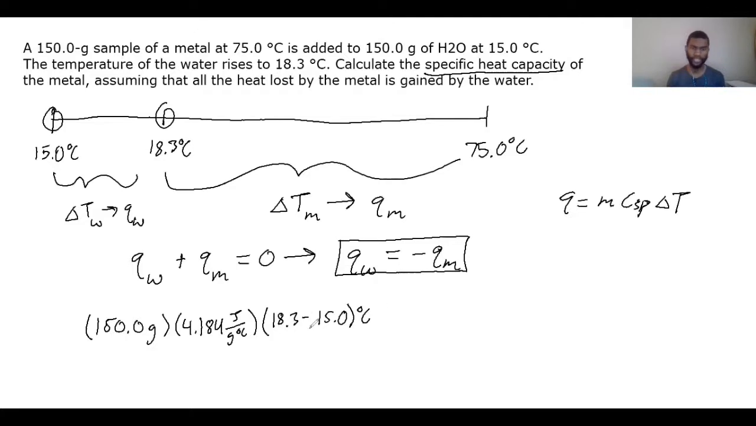Grams and grams are going to cancel, leaving us with joules on this side. We're going to set that whole expression equal to 150 grams of the metal, times our specific heat capacity of the metal, which we're looking to calculate, and then we're multiplying that by the change in temperature of the metal. So we're going to go final minus initial again.